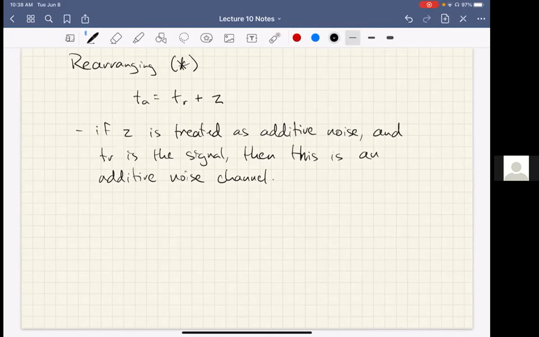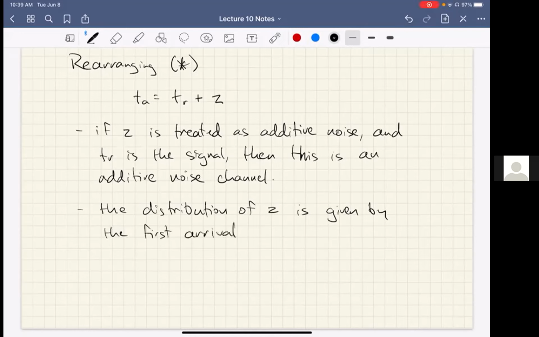The other issue here is that the distribution of Z is given by the first arrival time distribution. So that's convenient. We have our releases, we have our signal, we have our additive noise. We know what the additive noise distribution is. So we can reuse a lot of the concepts that we're already familiar with for dealing with additive noise channels.